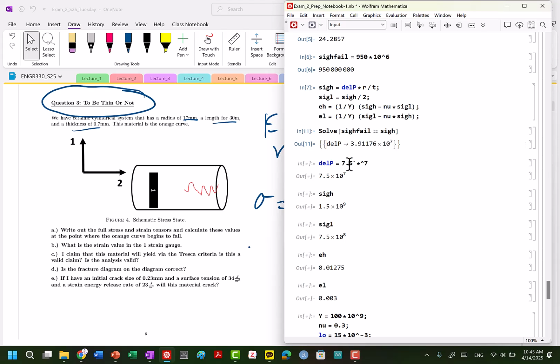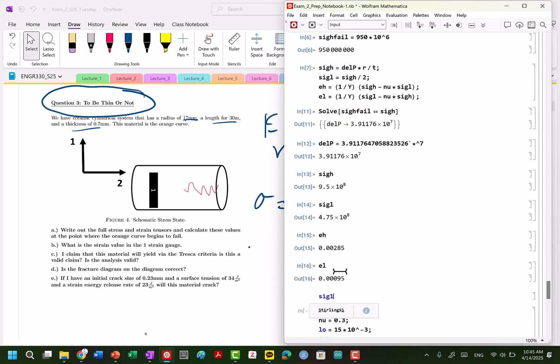Once we have our del P, we're asked the full stress and strain tensors. So I've got sig H, sig L, EH, EL. The strain gauge, the one is measuring my strain in the hoop. So that should be this value here. So that's B. I claim the material will yield via the Tresca criteria.